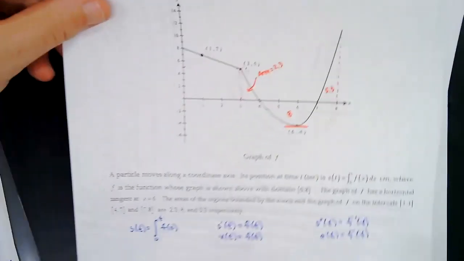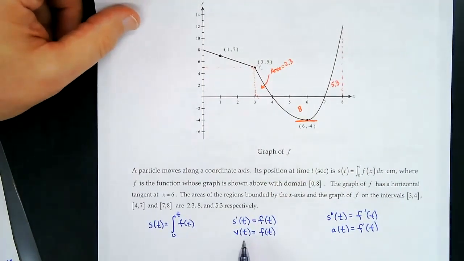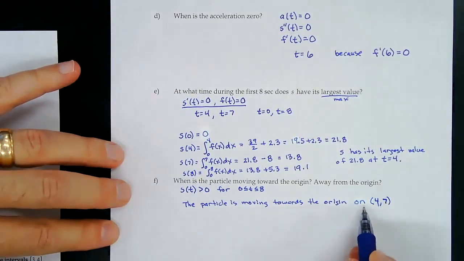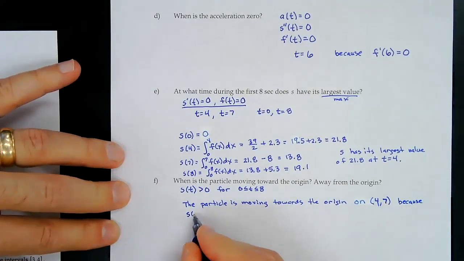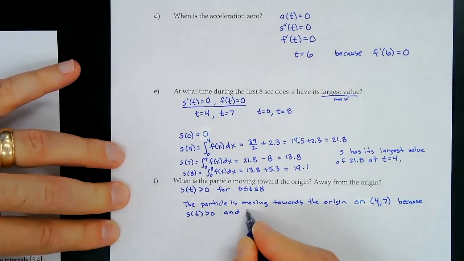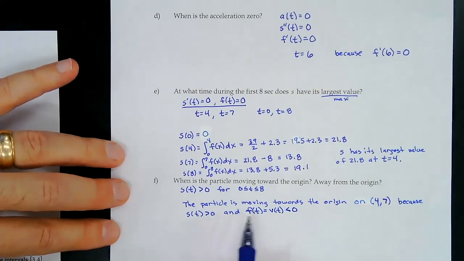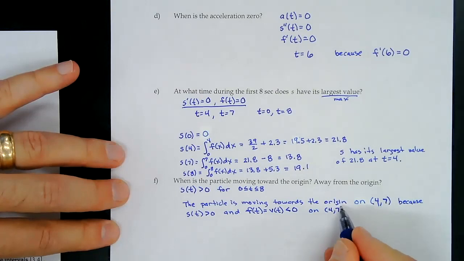Between 4 and 7, I know my position is positive and my velocity is negative. I know my velocity is negative because my velocity is f of t, okay? The particle is moving towards the origin on 4 to 7 because s of t is greater than 0 and f of t, which is equal to v of t, is less than 0. So the position is positive, but the velocity is negative, on 4 to 7.